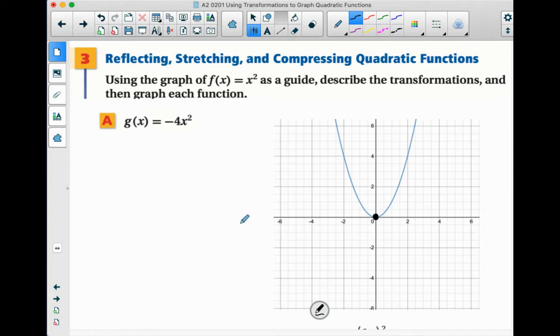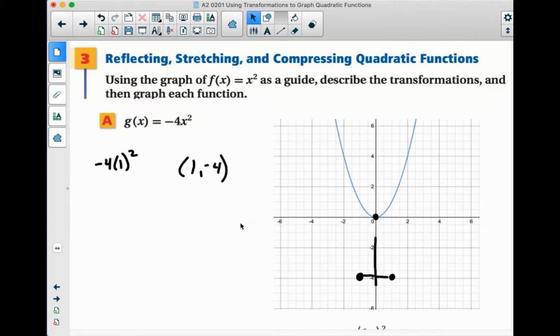But if you took the next x coordinate, if we were to put in positive 1 for x here, we have negative 4 times 1 squared. 1 squared is 1 times negative 4 is negative 4. So there's going to be our next coordinate: 1, negative 4. Now, you know how it used to be up 1 over 1 both directions? This one goes down 4 over 1 in both directions. Down 4 over 1, and we can also go the other direction.